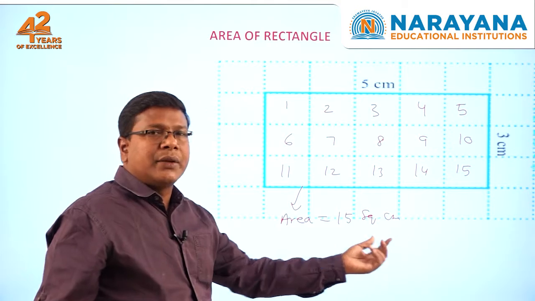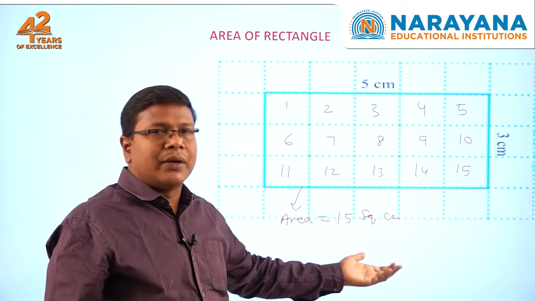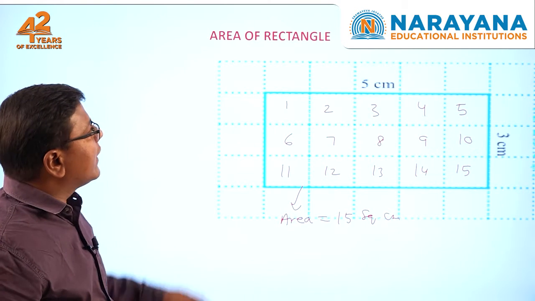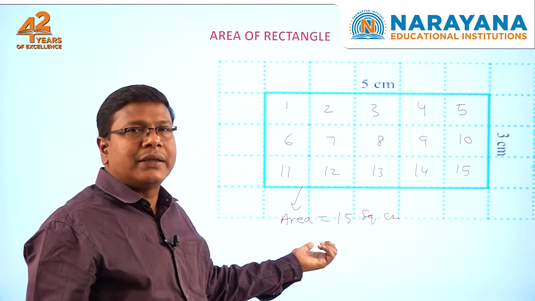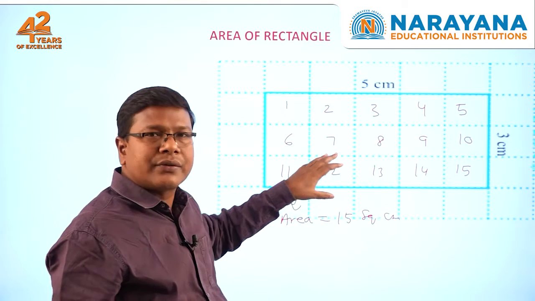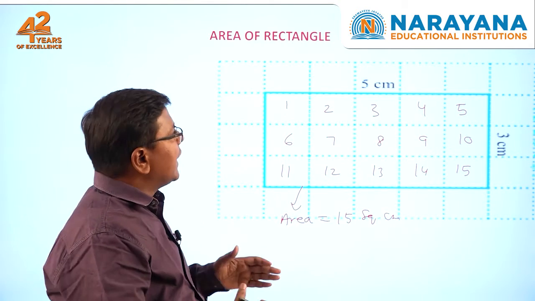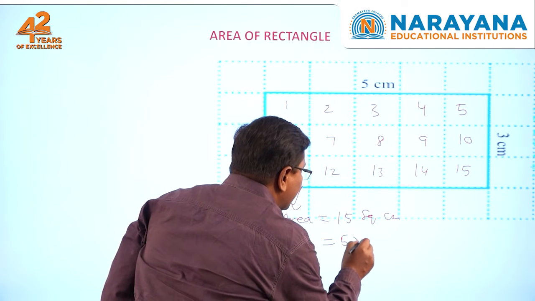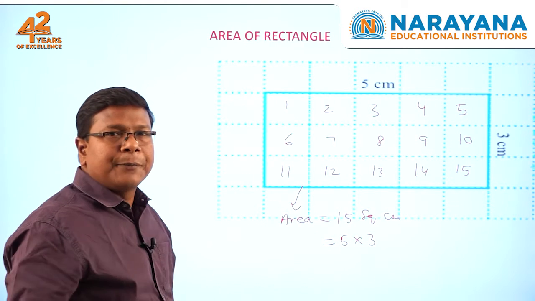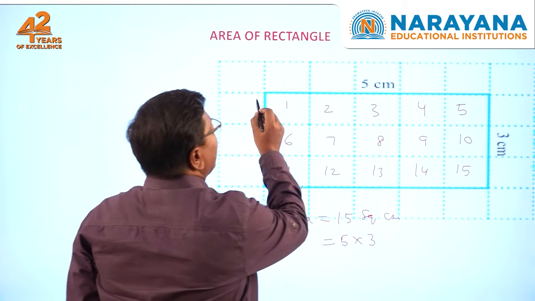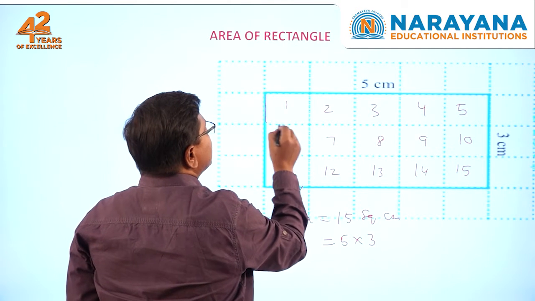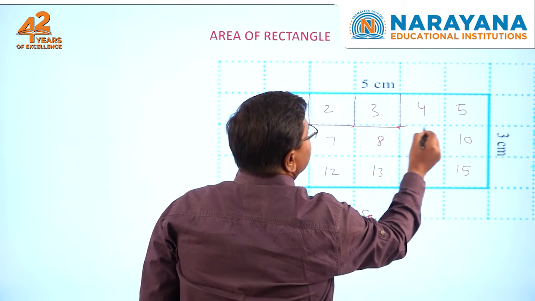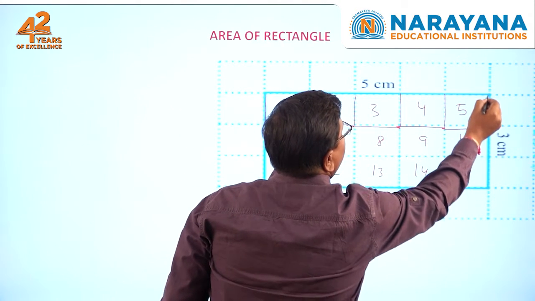The unit, centimeters, depends on the graph sheet. If it is meters, you will get square meters, right. Now look at how this is related to length and breadth. We have 15 squares inside the rectangle. This 15 you can write as 5 into 3. That means along the length we have 5 squares.